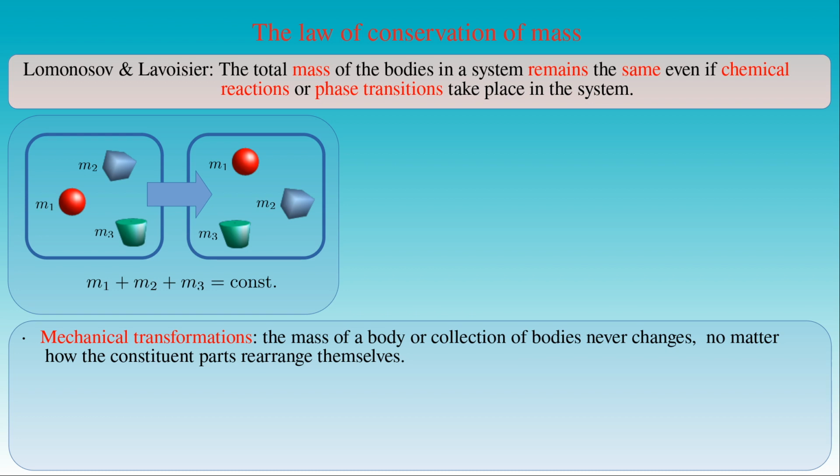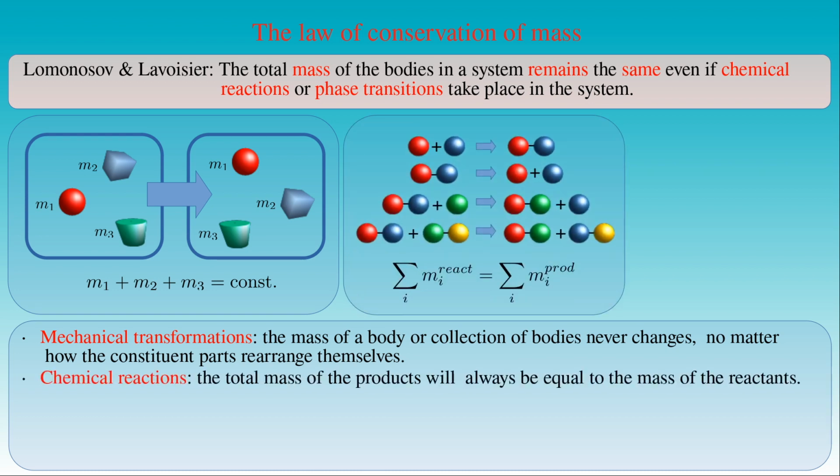The conservation law states that even if the system has a completely different mechanical state, the total mass of the system, that is the sum of the masses m1, m2 and m3 of the bodies, is constant, and it remains the same. The second case is related with chemical reactions, which were studied by Lomonosov and Lavoisier in their experiments. They proved that mass is neither created nor destroyed by chemical reactions or physical transformations.